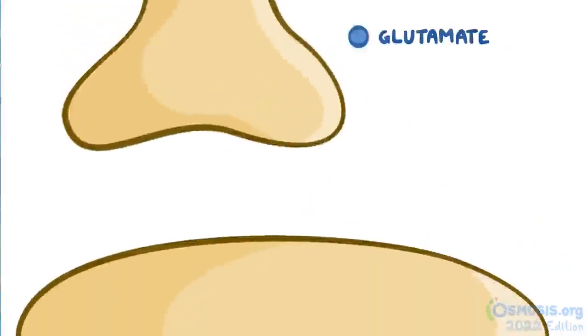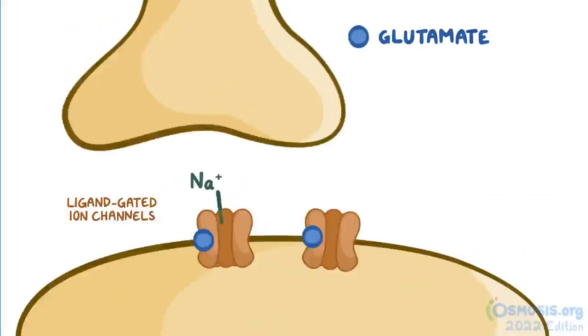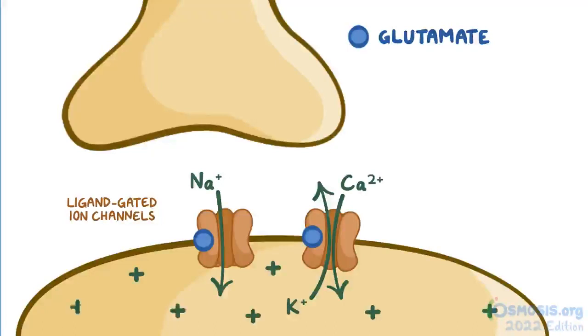The main excitatory neurotransmitter in our brain is glutamate, which can bind to several types of receptors that are basically ligand-gated ion channels, which open up and allow sodium ions and calcium ions to flow in, and potassium ions to flow out. In the end, when it's all added up, there's an influx of positive charge that makes the cell less negative, and the neuron becomes depolarized.